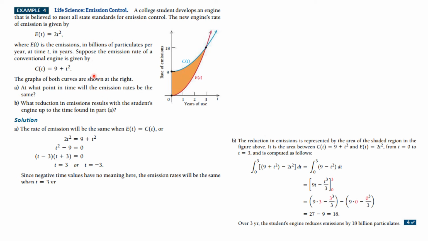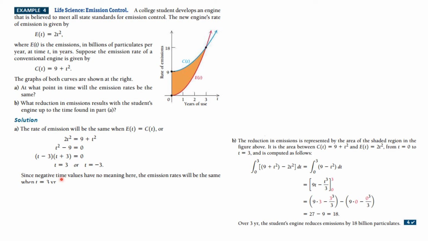So you see what we're going to do is we're going to find out where the blue curve intersects with the red curve, and the reduction in emissions is this area here. Okay, so let's begin with that then. So we'll find when E of t equals C of t. Well, we'll set the two equal, use their definitions, and we'll do some algebra to get this to be t squared minus 9.